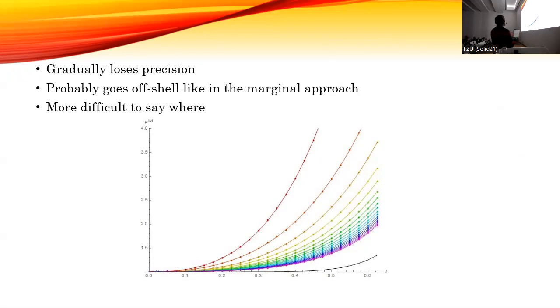So this suggests that the solution also becomes inconsistent somewhat towards the end, but it's even less clear where it goes off shell, because the loss of precision is more gradual.